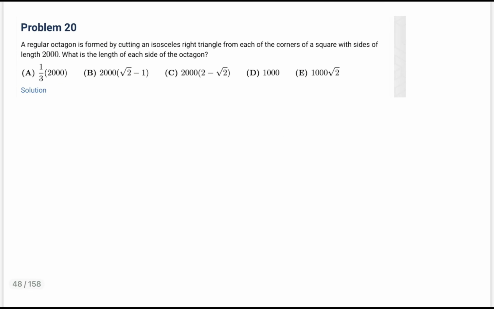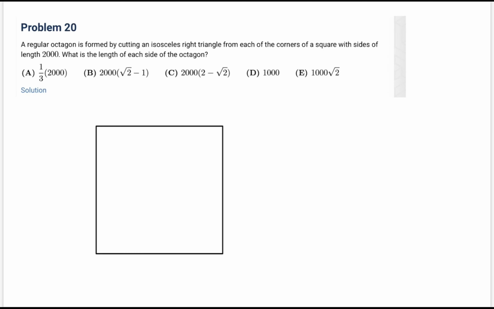Problem number 20. A regular octagon is formed by cutting an isosceles right triangle from each of the corners of a square with side length 2000. So let's make a square like this, and then cut the isosceles right triangles. Like this, no, way too big, like this, and this. No, like this.